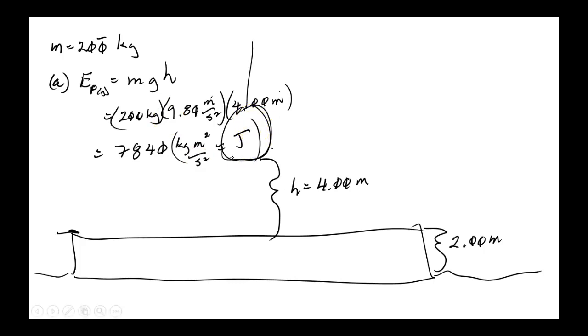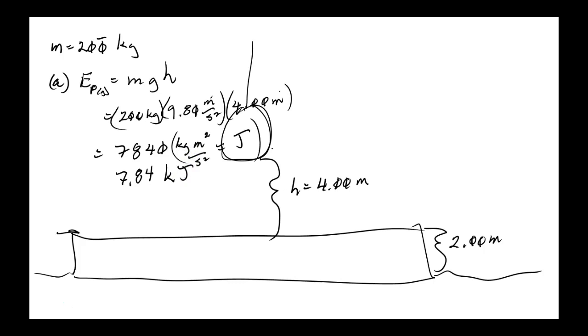So 7,840 joules. Now, did you round that, or did they have it rounded? Okay. Now, what if I wanted a smaller number but a bigger unit? What would that be? 7.84 what? What unit? Kilojoules. Okay.